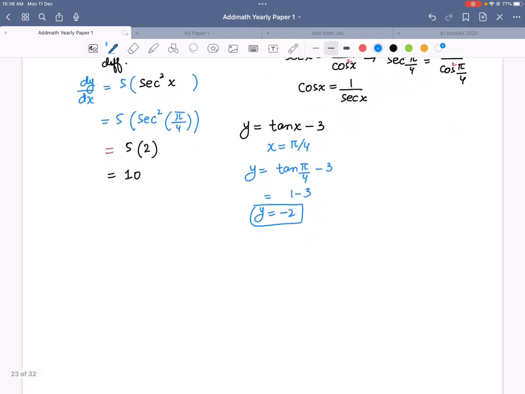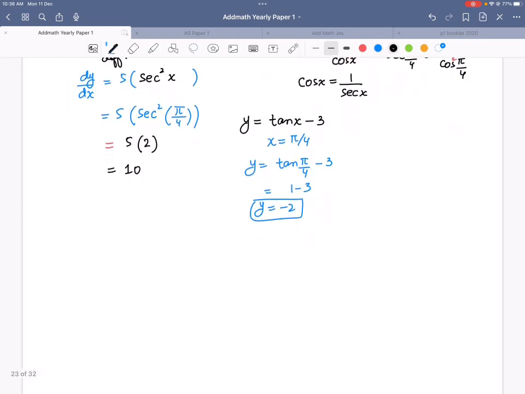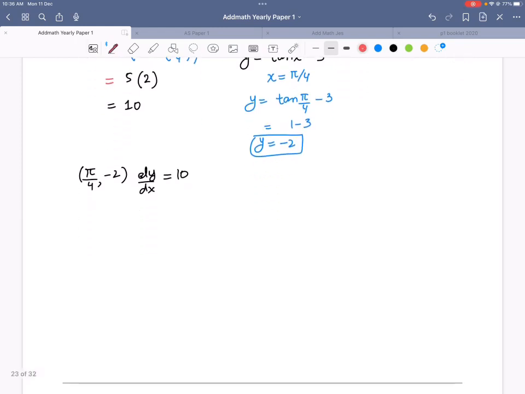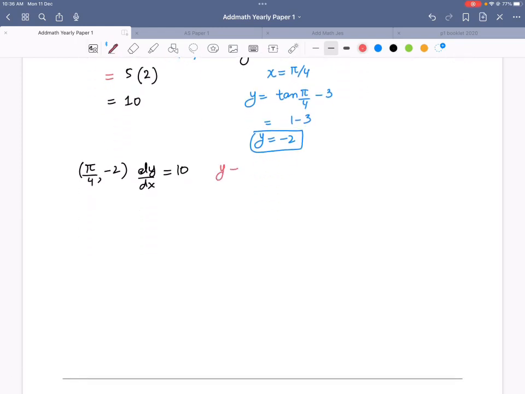Alright. Now we have the coordinates. We have the coordinates π over 4 and negative 2. We have the gradient dy over dx equals 10. That means we are ready to proceed with the working formula. y minus y1 equals m(x minus x1). So the value for y1 is minus 2. Gradient is 10. x1 is π over 4.